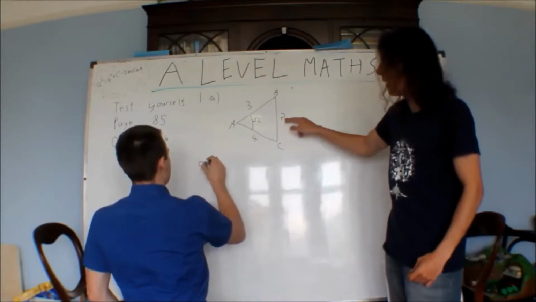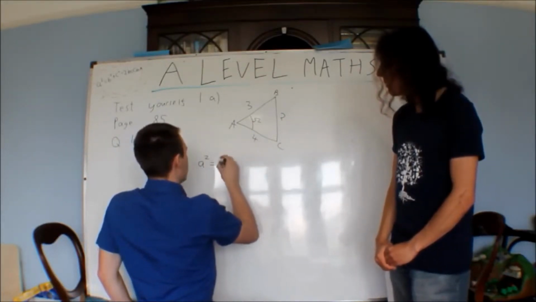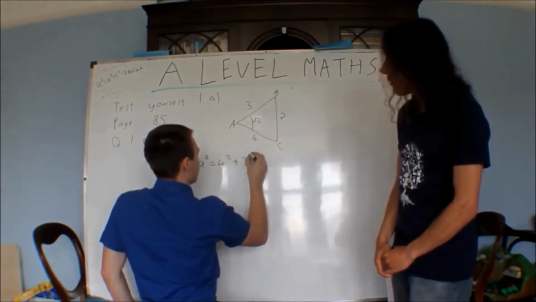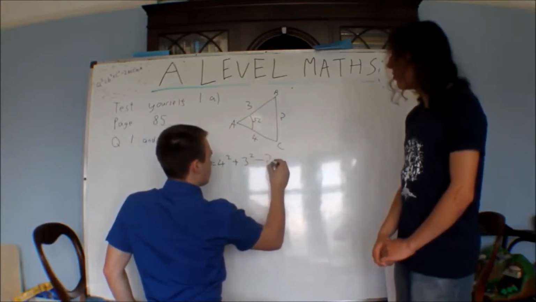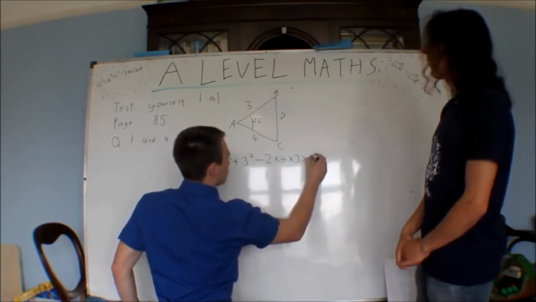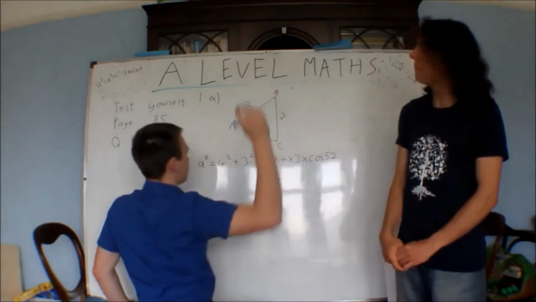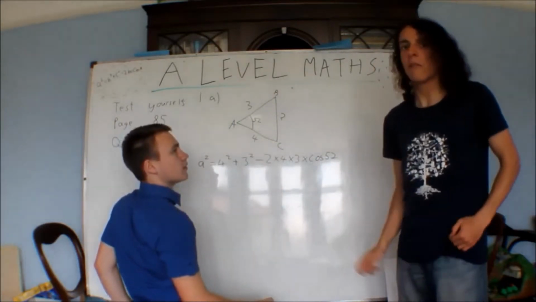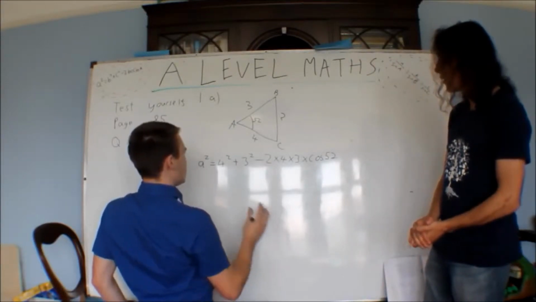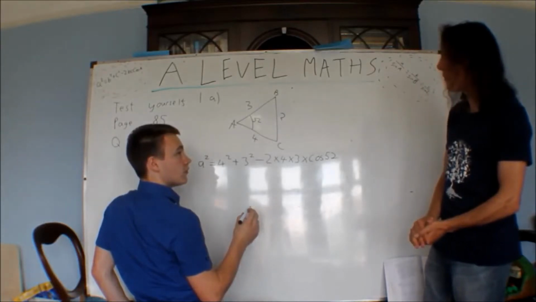This would be a squared equals b squared, which is 4 squared, plus c squared, which is 3 squared, take away 2 times 4 times 3 times cos of A, which is 52. You could do that in radians, but it's in degrees, so just convert your calculator back if you need to. I think we could just do it all in one go, up to a squared, and then we just have to square root at the end.